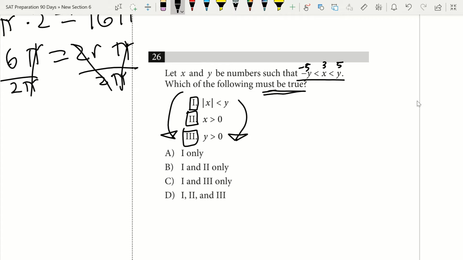Okay, so is the absolute value of x less than y? Well, let's see. Absolute value of x is 3. Is that less than y of 5? Yes. Okay, so 1 is going to be true, right? It has to be true. So 1 is going to be true.